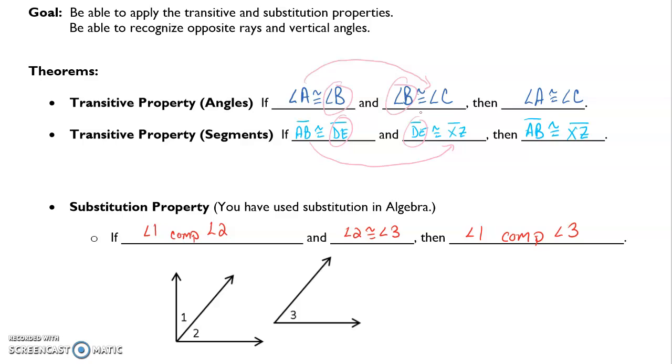Substitution is the stuff that we've been using in algebra, and that's going to happen more when it's not all congruent statements. So we have a complementary statement. This is just an example. If these angles are complementary and I know angle 2 is congruent to angle 3, well, I can now substitute angle 3 in for angle 2 in my complementary statement. So typically transitive is going to happen through a series of congruent statements. And the substitution property is going to apply through one congruent statement and then maybe a secondary statement with complementary or supplementary. And there are going to be a few other ideas that we look at as well.